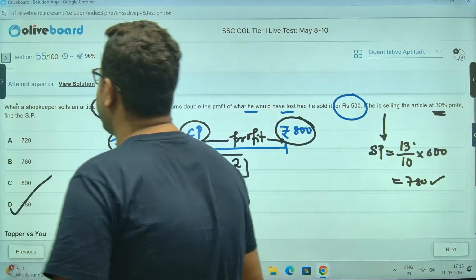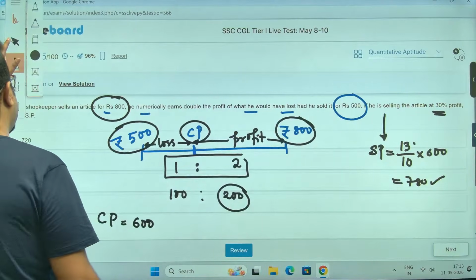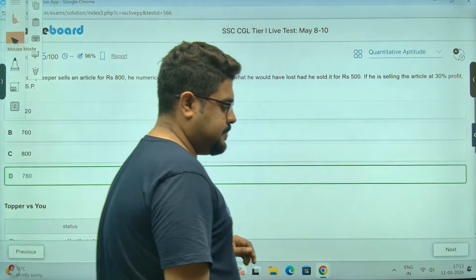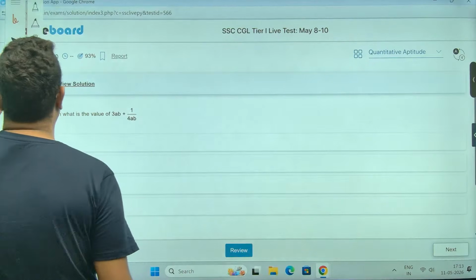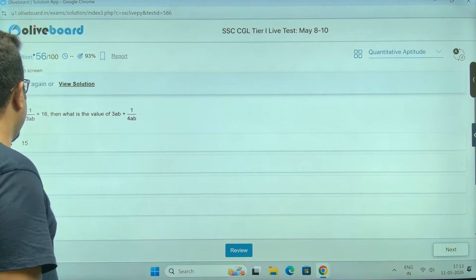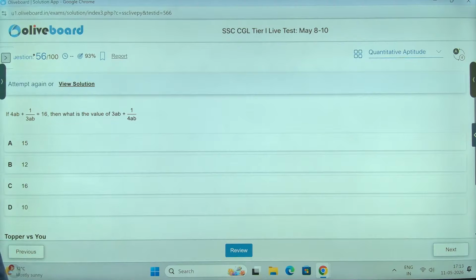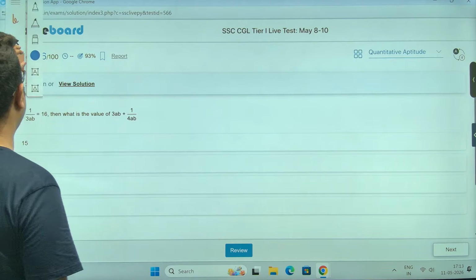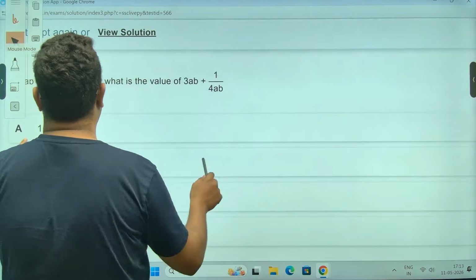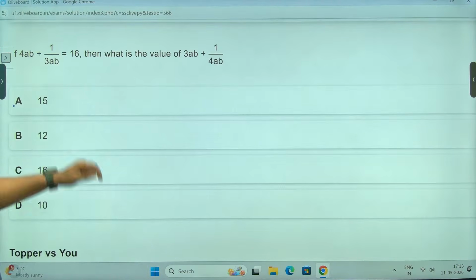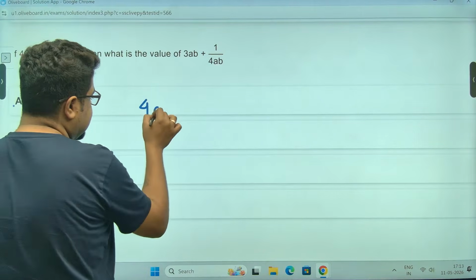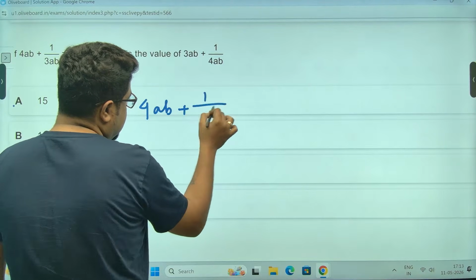And this is a good way of thinking about or approaching these kind of questions. Next one, please. Chalo. 4AB plus 3AB. 4AB plus 1 by 3AB. Let me just do it like this. A good question, this one.